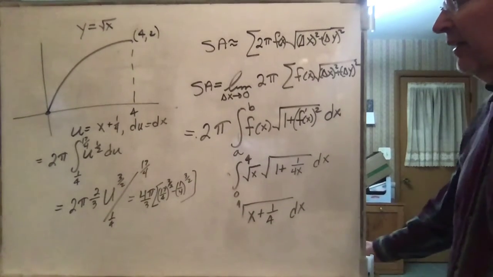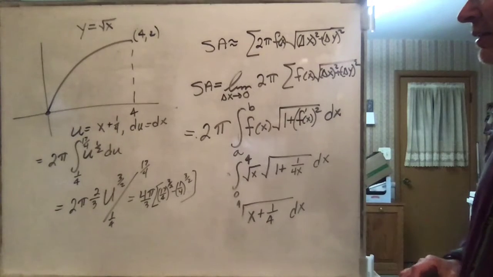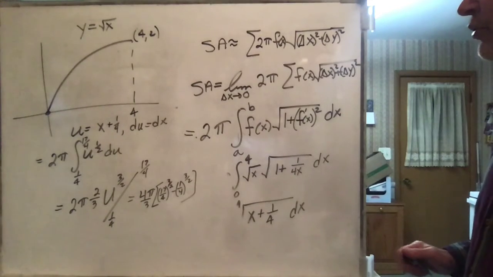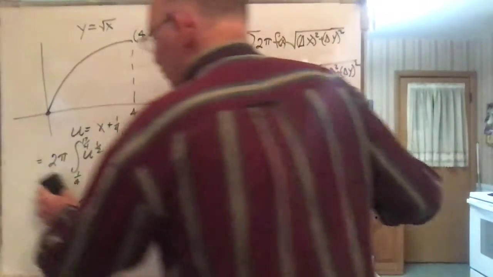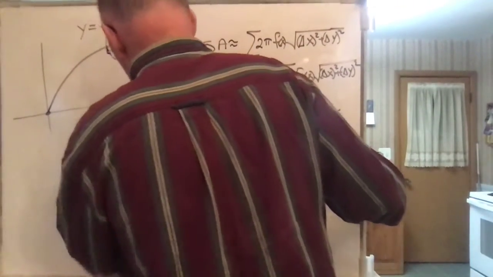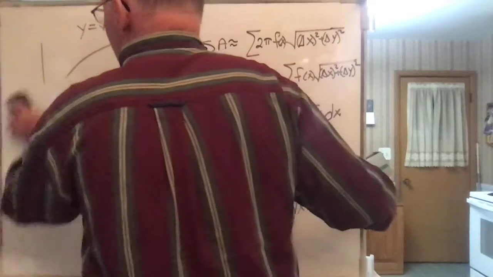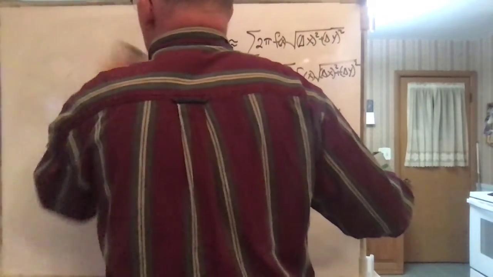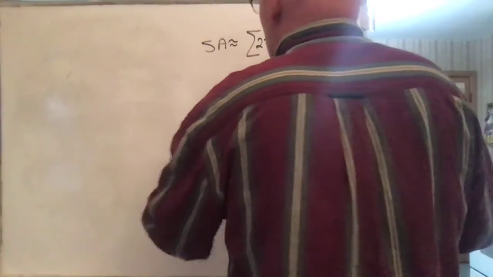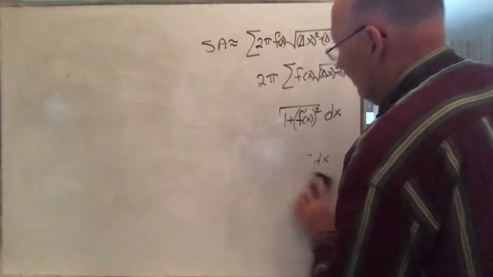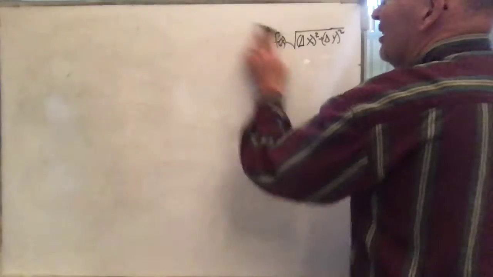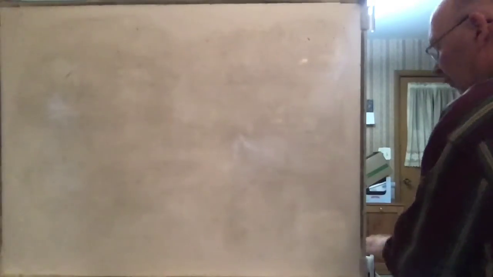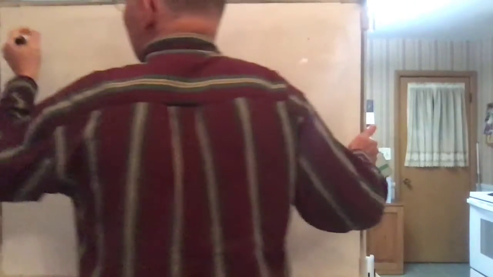So that's an example of finding the surface of revolution. Now let's do one more. Now that you know how to parameterize surfaces, let's ask, what's the area of the surface of a sphere?